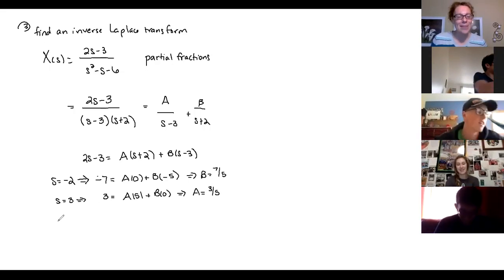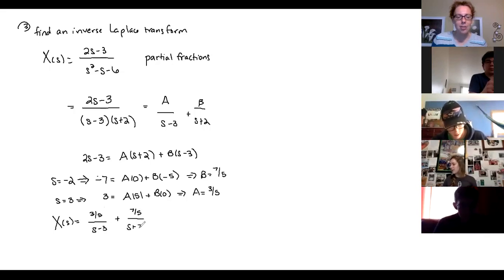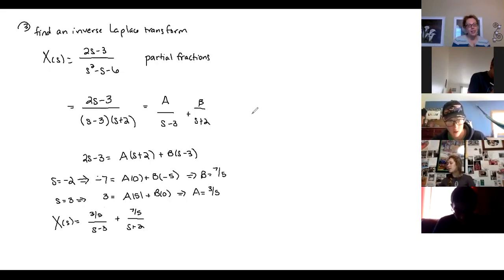All right, so here's where I'm at. Capital X of s is, let's get my a and my b in the right spot, 3/5 over s minus 3 plus 7/5 over s plus 2. That's my capital X of s. 3/5 over s minus 3 plus 7/5 over s plus 2.